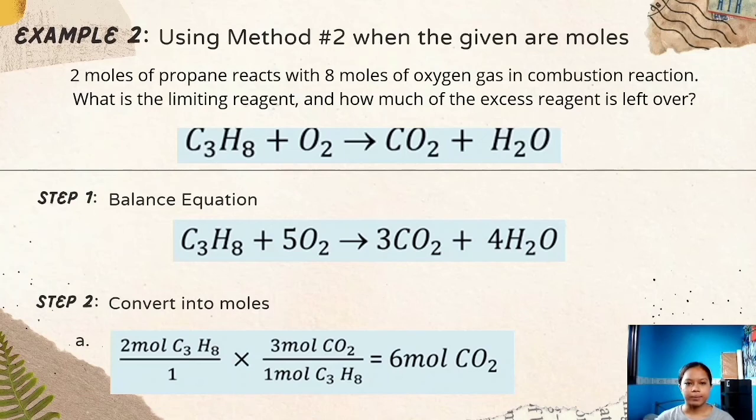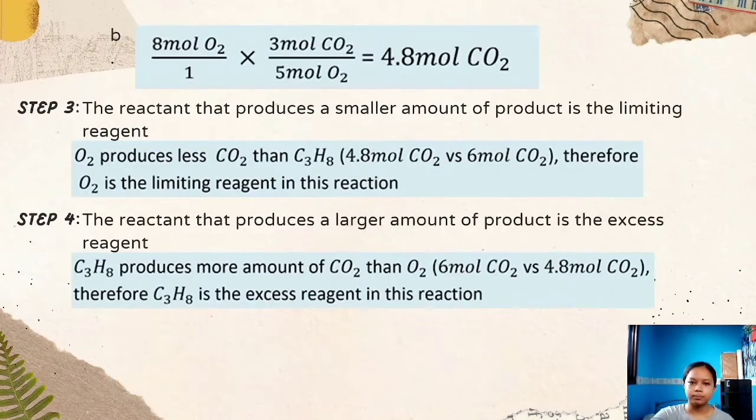For the second example, the chemical reaction given is propane reacts to oxygen gas to produce carbon dioxide and water. We will add 3 in the carbon dioxide and 4 in the water to make it balanced. After that, we will convert it into moles. To get the moles of oxygen gas, we will multiply 2 moles of propane with 1 mole of propane for every mole found in oxygen gas. On the other hand, to get the mole of propane, we will multiply 8 moles of oxygen gas with 5 moles of oxygen gas for every 3 moles found in propane.